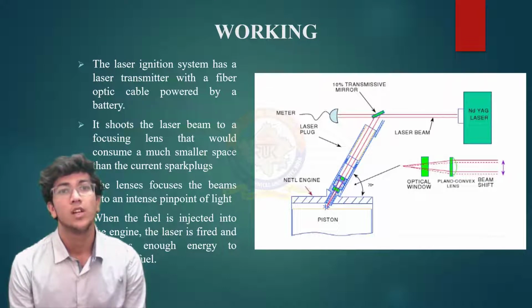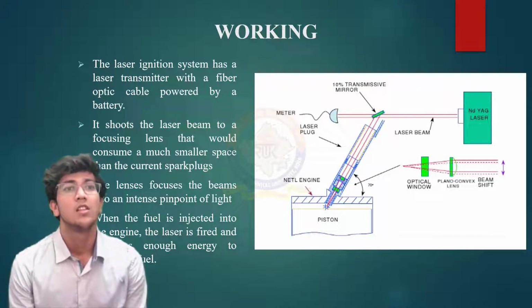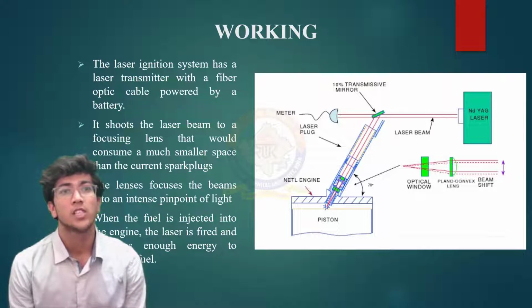Let's see the working of the laser ignition system. The laser ignition system has a laser transmitter which transmits the laser with a fiber optic cable powered by a battery. It shoots the laser beam to a focusing lens that would consume a much smaller space than the current spark plug. The lens focuses the beam into an intense pinpoint of light. When the fuel is injected into the engine, the laser is fired and produces enough energy to ignite the fuel.